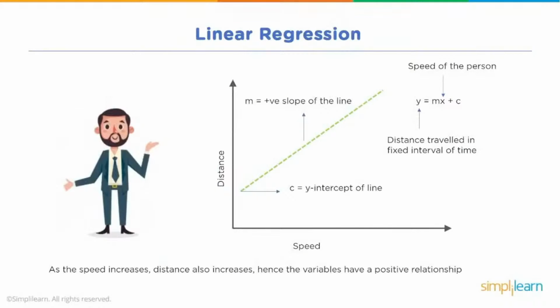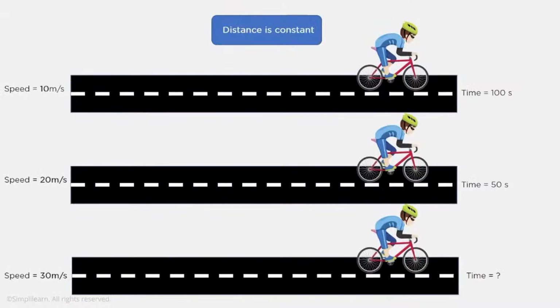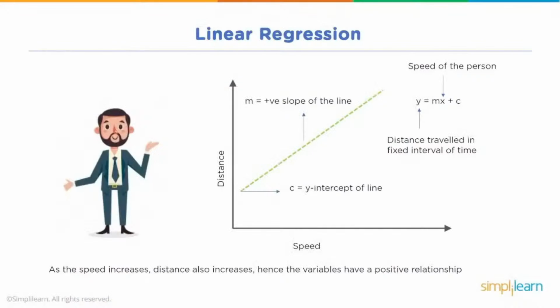So in a linear regression model, we have our distance against the speed, and we have m equals the positive slope of the line. And we'll notice that the line has a plus slope. As the speed increases, distance also increases, hence the variables have a positive relationship. So for y equals mx plus c, distance traveled in a fixed interval of time, we could very easily compute, either following the line or just knowing it's 3 times 10 meters per second, that this is roughly 102 kilometers that this third bicyclist has traveled. One of the key definitions here is positive relationship. The slope of the line is positive. As speed increases, so does distance.